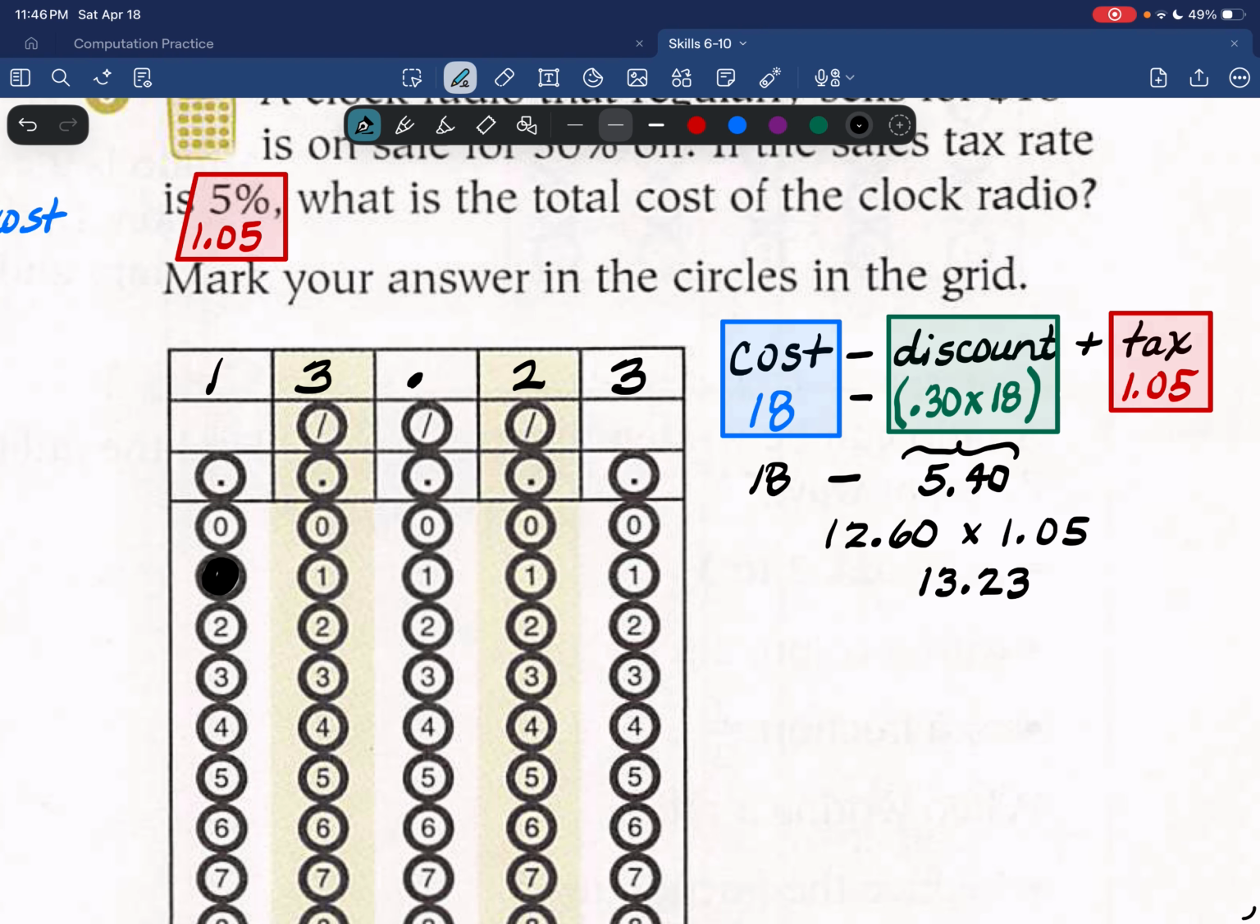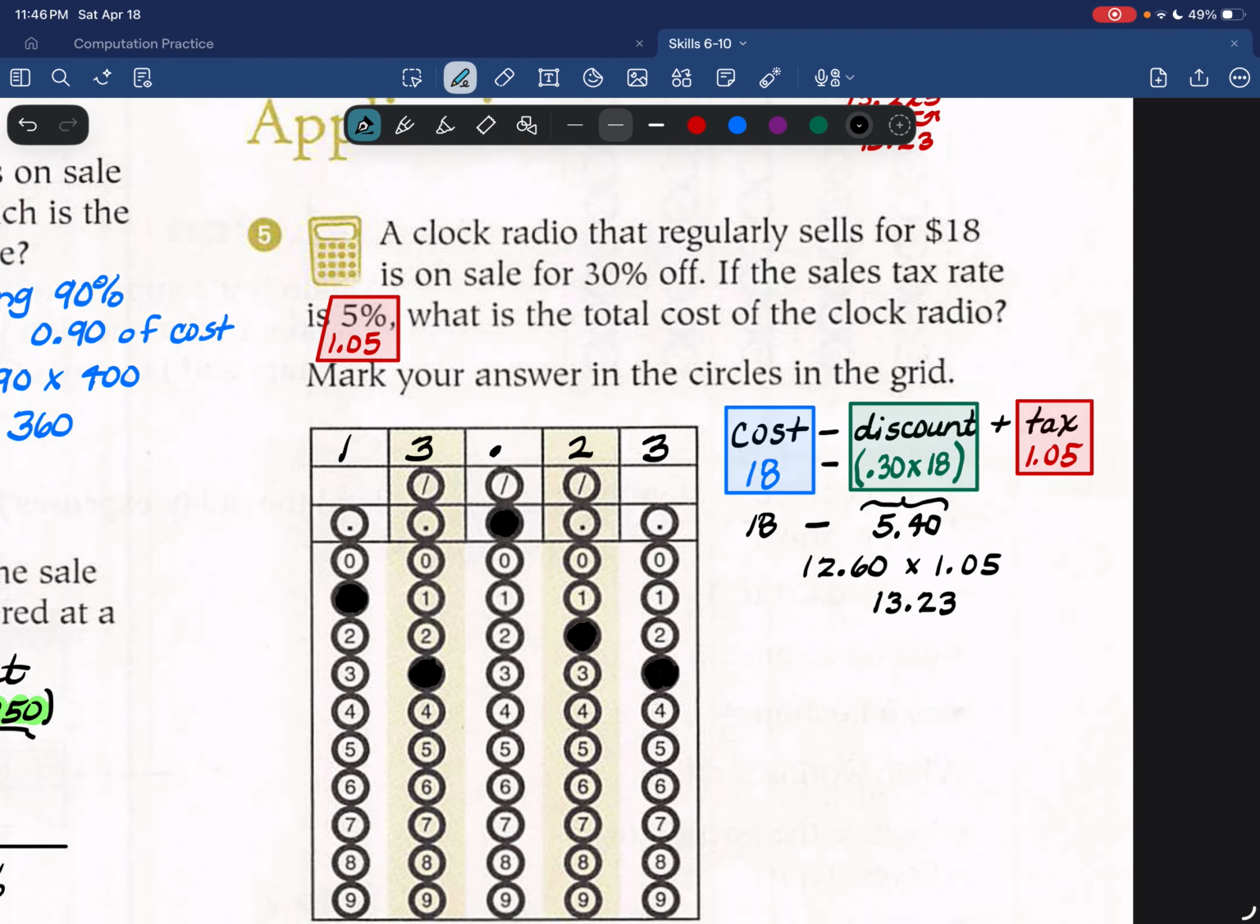And don't forget to bubble it. 1, 3, and you want to bubble completely. Don't leave a white speck in the middle, because sometimes that can throw the computer. Plus 2, 3. 13.23. Don't lose your decimal either. Remember, the computer will read what you bubble and not what you write.